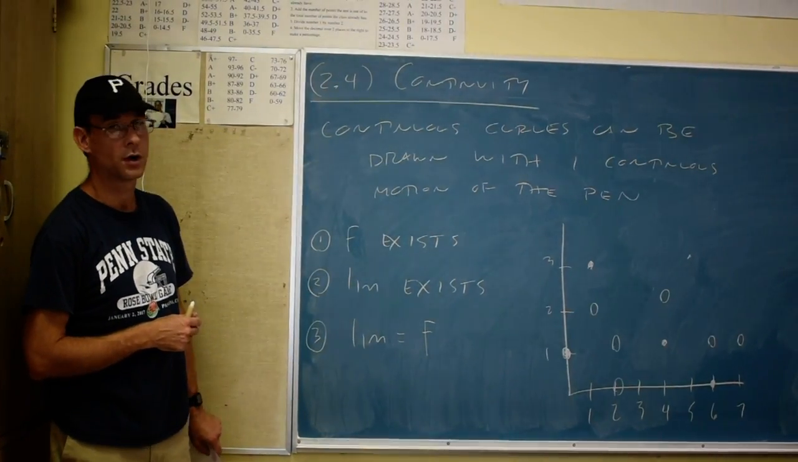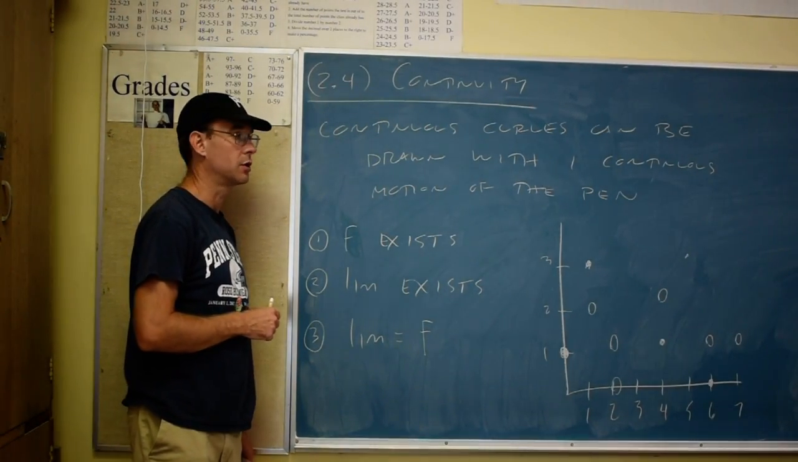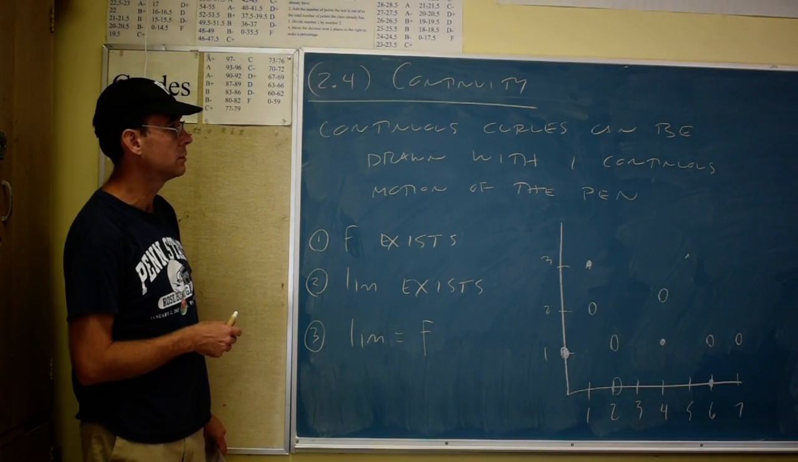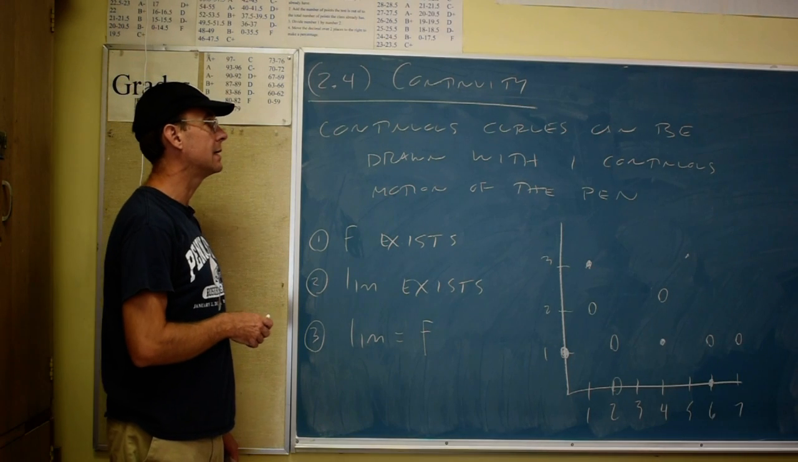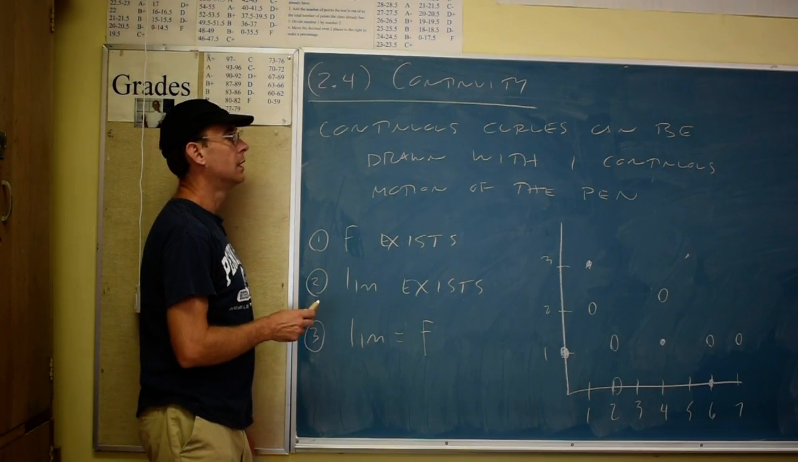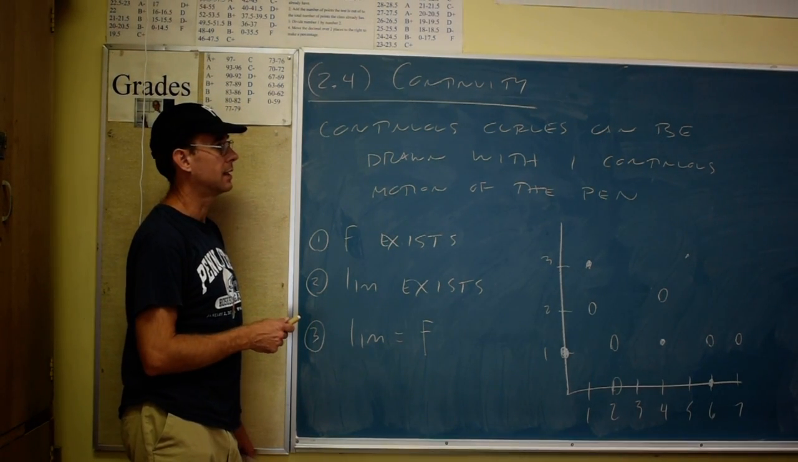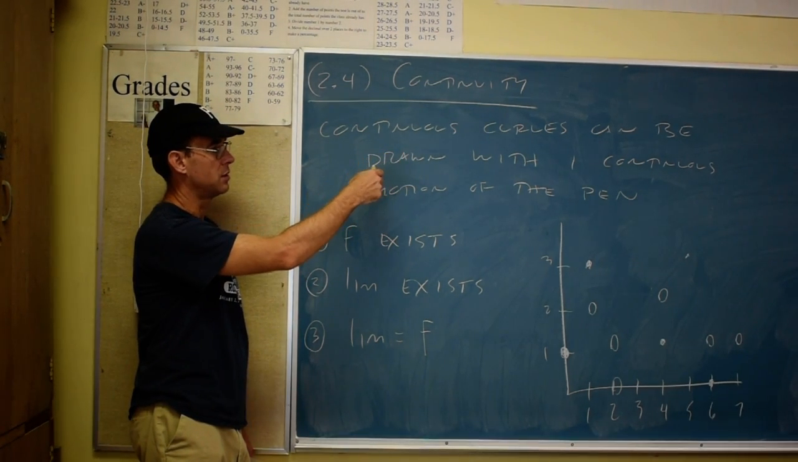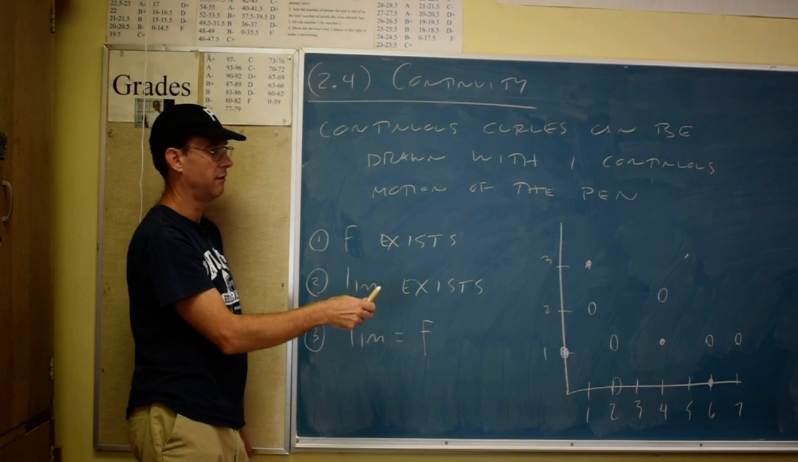Calculus 2.4, continuity, is the last section of chapter 2 that we do, and then it's just a matter of doing some homework stuff and some sheets and reviews and eventually a test. So today is about a thing called continuity. To explain this in basic, easy, simple words, continuous curves can be drawn with one continuous motion of the pen.